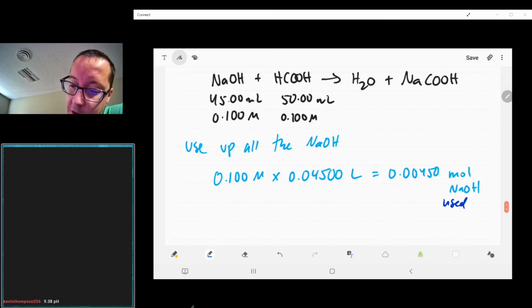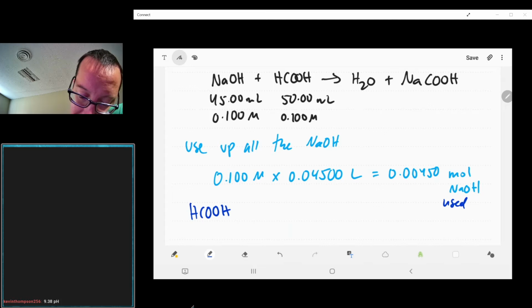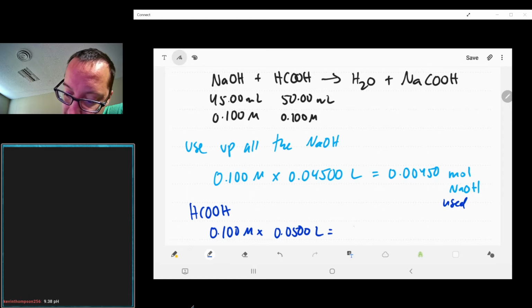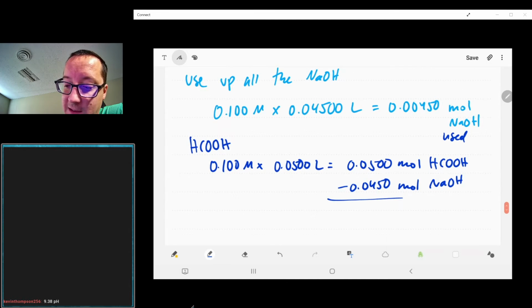Which means we're going to be using up that many moles of formic acid as well, right? The ratio is 1-to-1 from our stoichiometry, from our chemical reaction here. So for the formic acid, same calculation here. So if we're going to be using up that much base to use up that acid, we're going to end up with... Did I forget some zeros? I did, sorry.